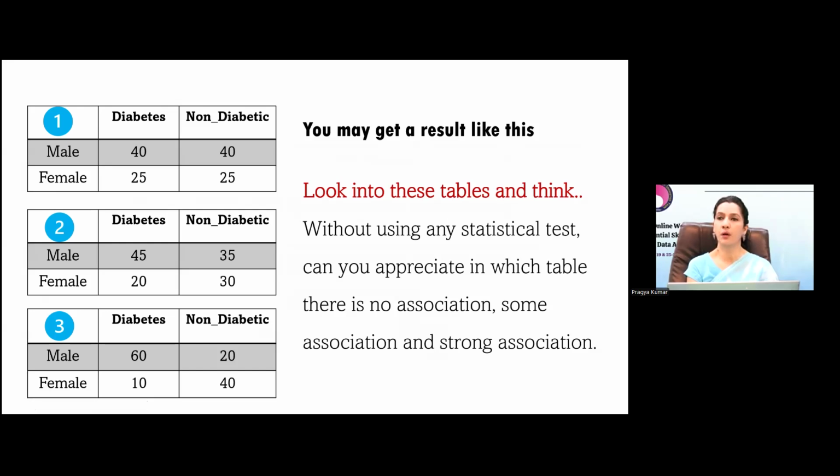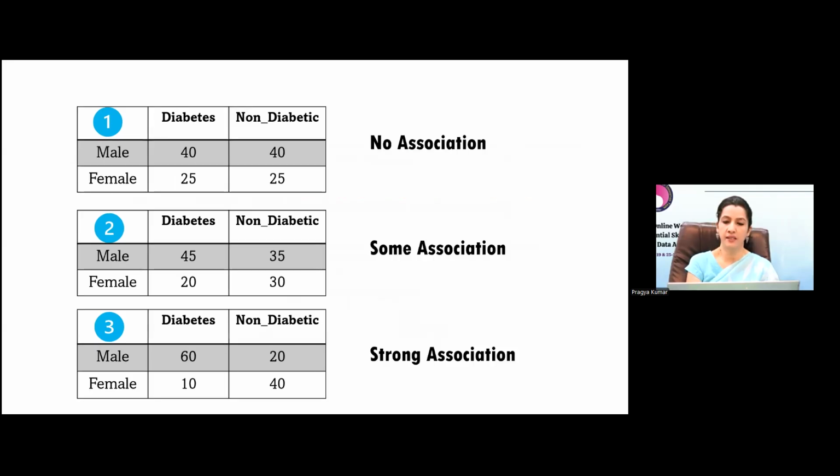So table 3 is what? Can I see the chat? Strong association. Okay, table 3. And in table 1, what is there? Okay, no association. So yes, even if you don't perform any statistical test, just by seeing the numbers and the distribution of the people in the two categories, you can say that there is no association in table 1, there is some association in table 2, and there is a strong association in table 3. Rightly pointed out by all of you.